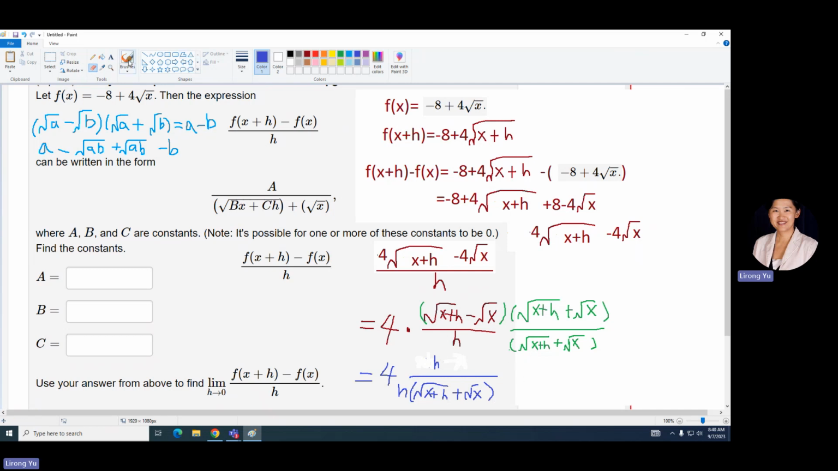So after you cancel the h, you will get 4. I move the 4 to the numerator because it's easier to get the fraction and easier to compare with this. Now we have root of x plus h plus root of x. So then you can compare with that, and we realize a equals 4, b equals 1, and c equals 1. That's the c that we wanted after we compare the coefficients.